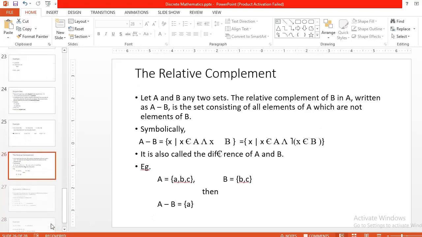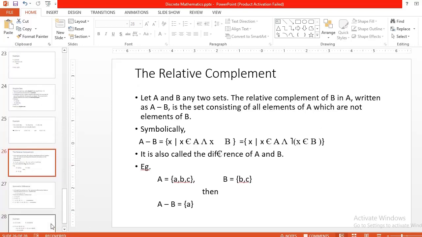Next, the relative complement. Let A and B be any two sets. How can we define the relative complement? The relative complement of set B in A, we can read like this, B in A, is written as A minus B or A dash B. How can we define it? It is the set consisting of all elements of set A which are not elements of B.